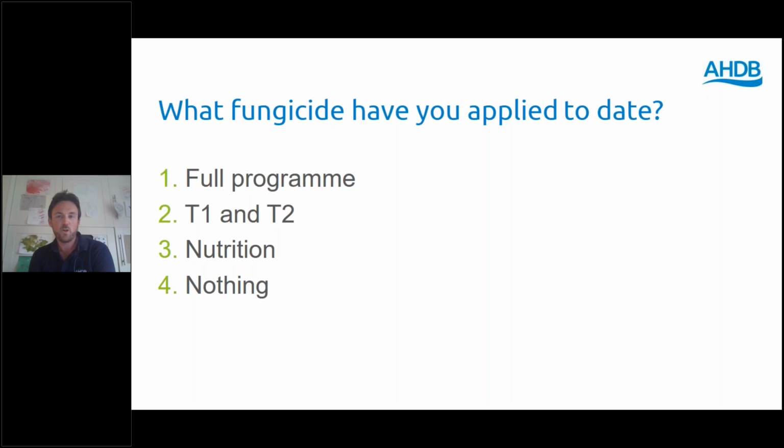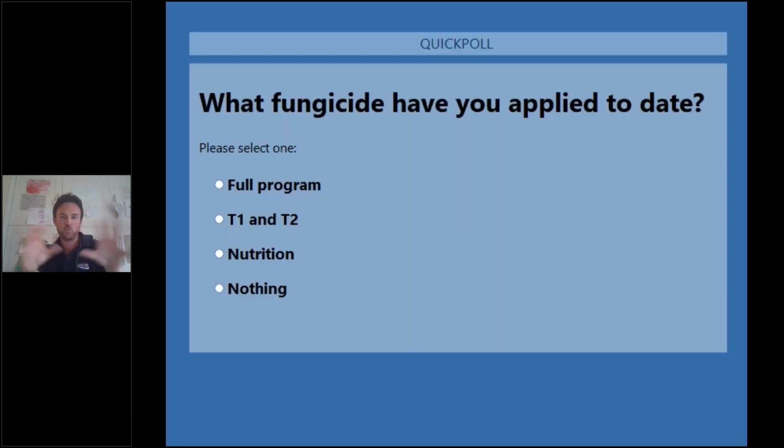So what we want to know, a quick poll, which Christian's going to launch, and now you'll see the polls tab. This should make the screen change just like that. Now you do just click the screen. So how much fungicide have you applied to date? Have we done a full program? T1 and T2 only, nutrition only, or have we had a sprayer malfunction and we've done absolutely nothing and it's been the best year ever?